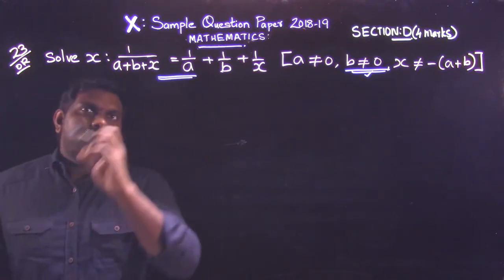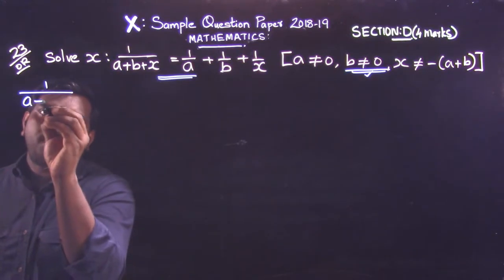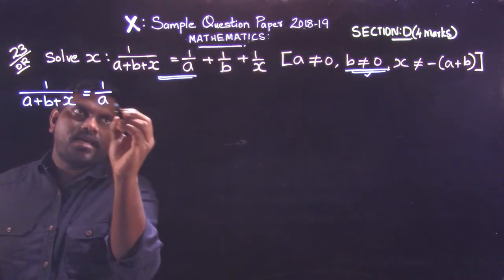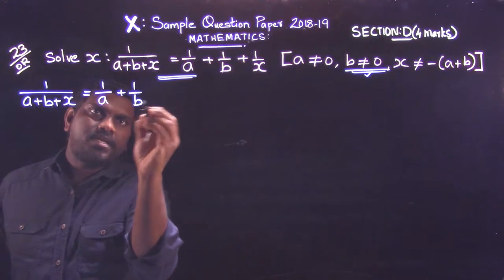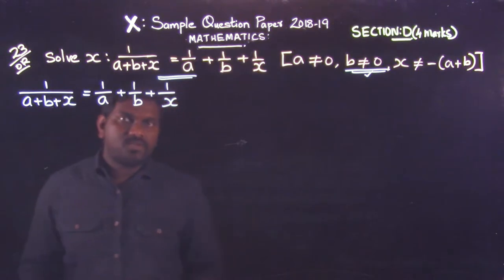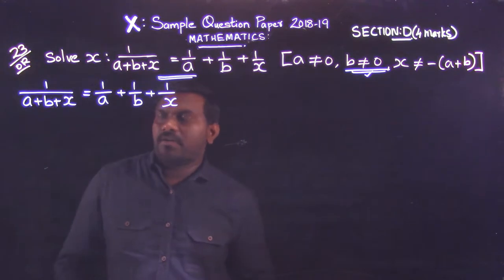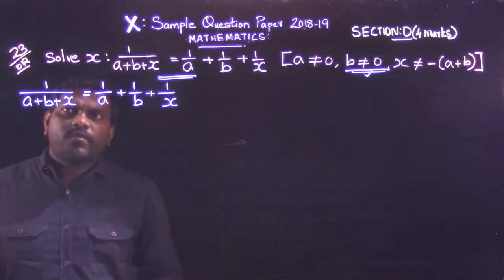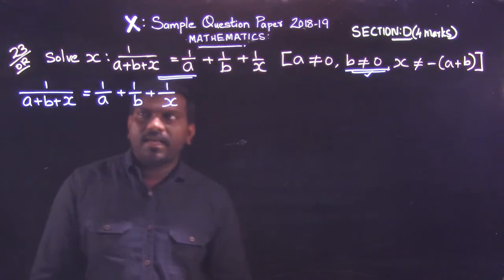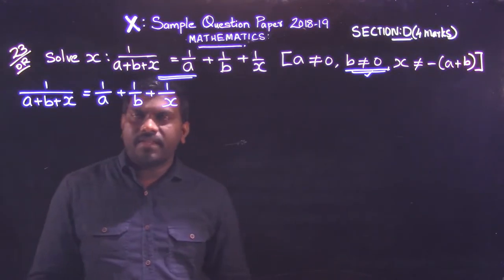Now solving this equation, I will write it again. 1 by (a plus b plus x) is equal to 1 by a plus 1 by b plus 1 by x. That is what I have here, and from this you need to solve for x. When these types of equations are given to you, what I normally tell my students is to take the x terms to one side, take the constants to the other side, and then solve it.